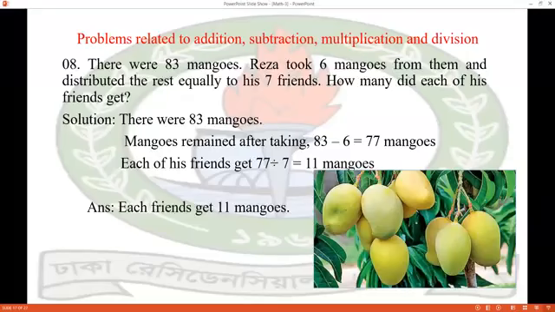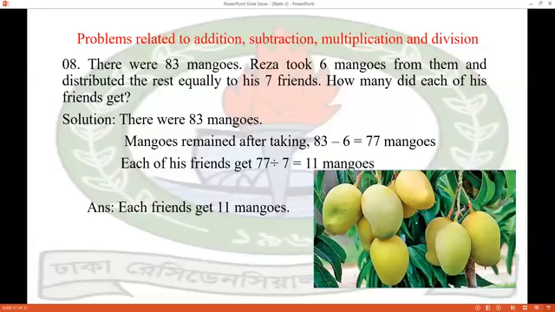So the next problem is number 8. There were 83 mangoes in a garden. Reza took 6 mangoes from them and distributed the rest equally among his friends. From the 83 mangoes, he left 6 for himself, and the other mangoes he equally distributed among his 7 friends. So how many did each of his friends get?